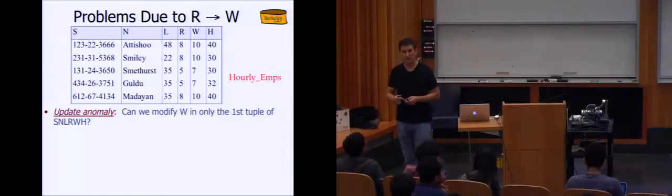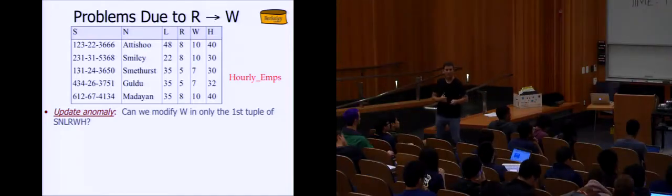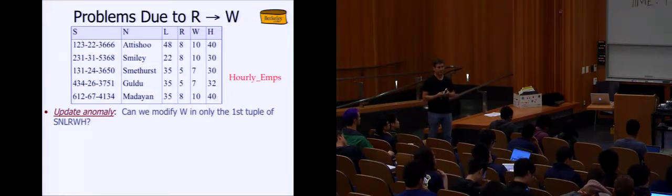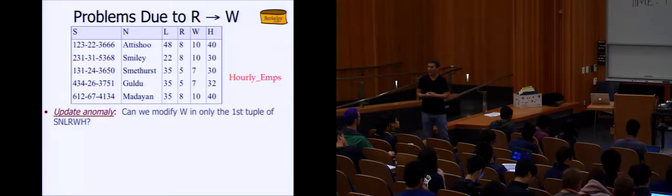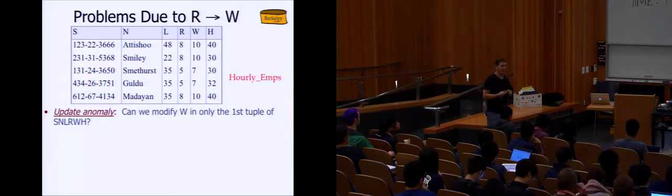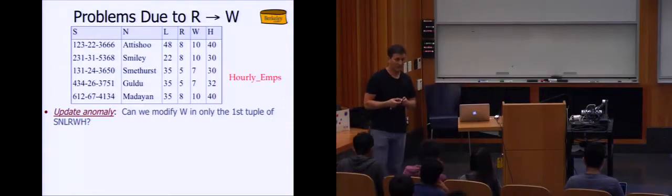Is there a corresponding insertion anomaly, do you think? Suppose I want to hire someone with rating 6. What's their wage? Haha, I get to make it up. I don't know. All right, that is not the way it works at the University of California. Okay, so if you hire a professor at a step level that no other professor's at, you don't get to make up their wage. All right, there's a rule.